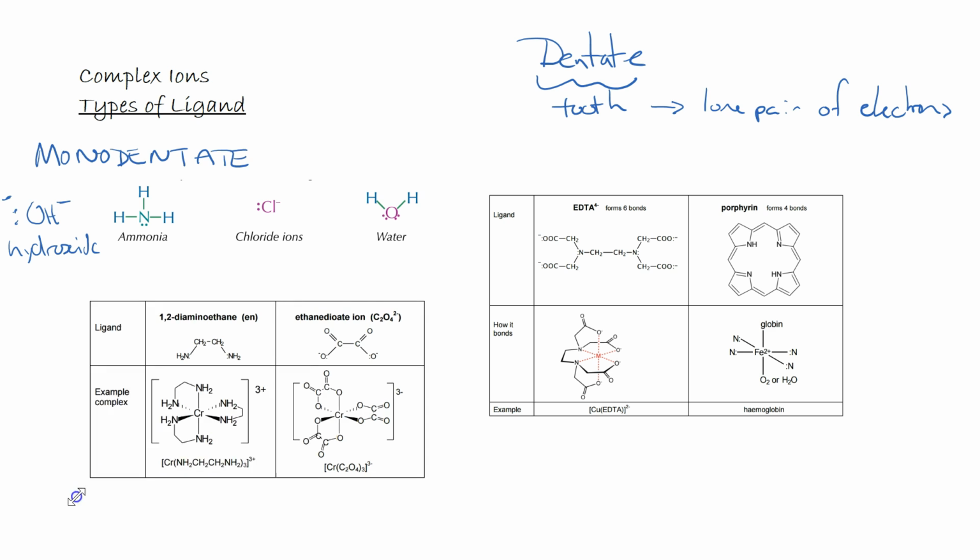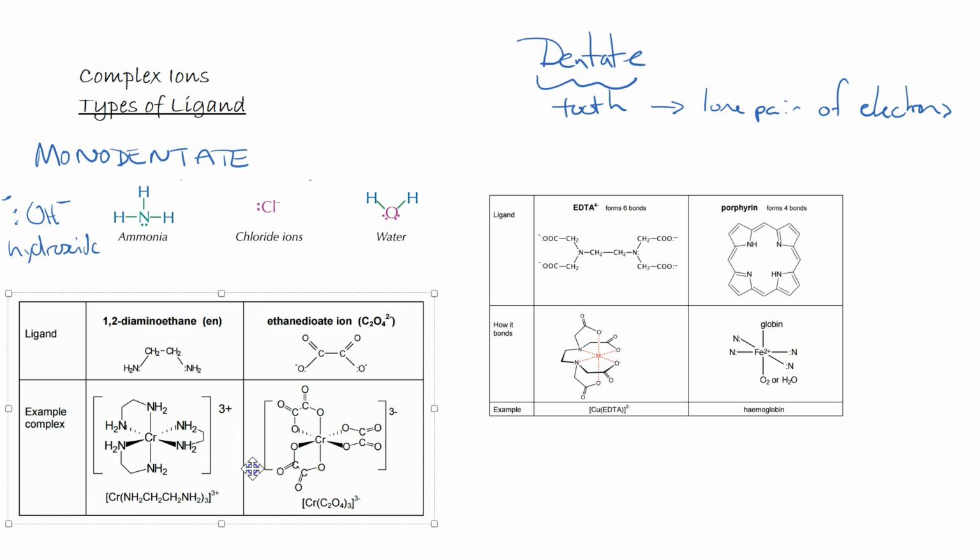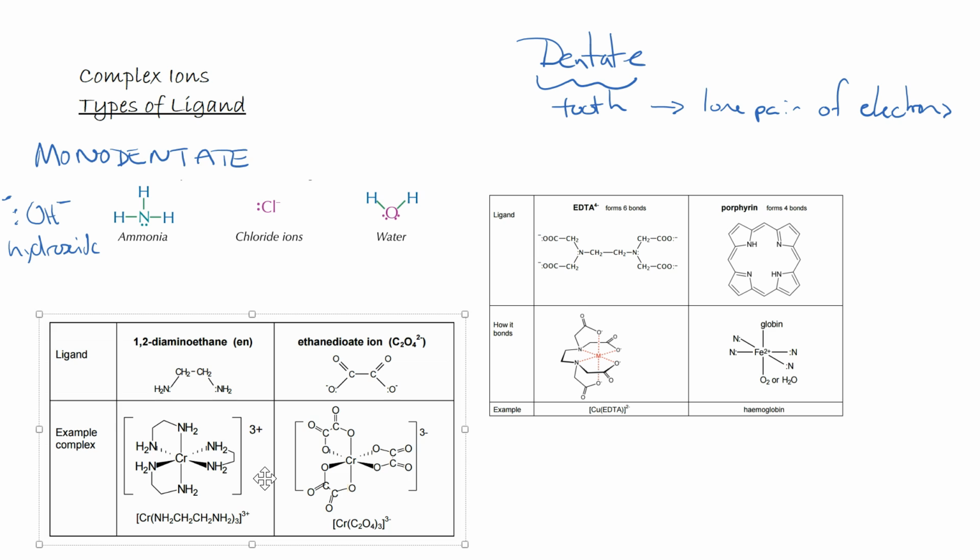The next sort here, we've got our two-toothed. So our example here, 1,2-diaminoethane. Each of these nitrogens can form a coordinate bond, and it's one molecule. So we've got 2 areas of teeth, and we therefore call these bidentate ligands, meaning two-toothed.